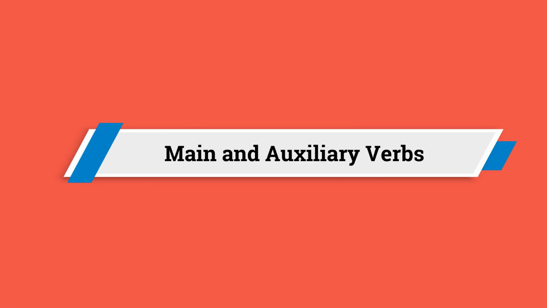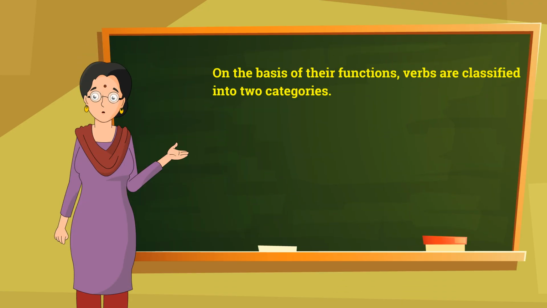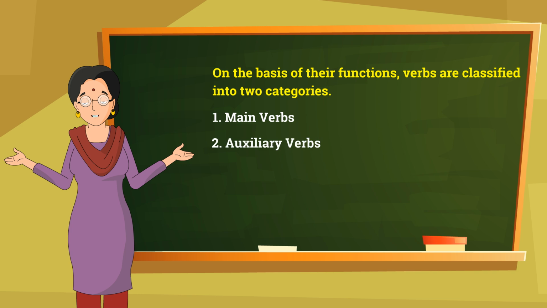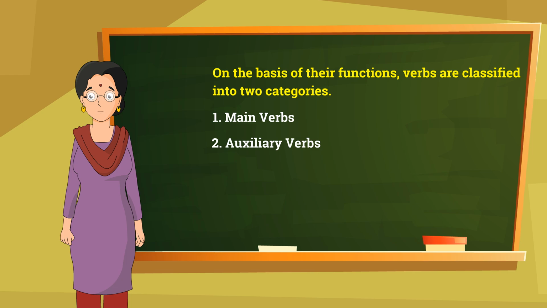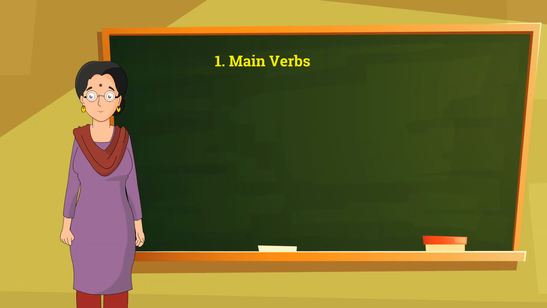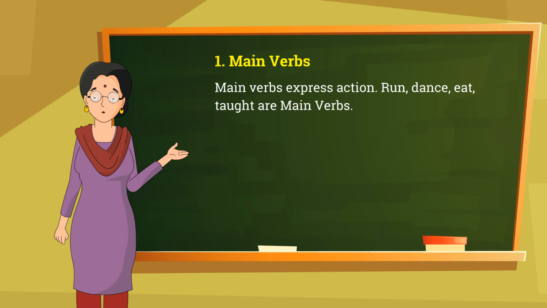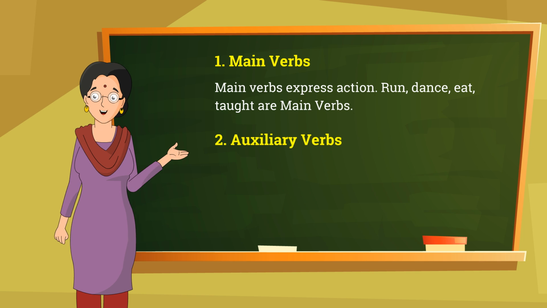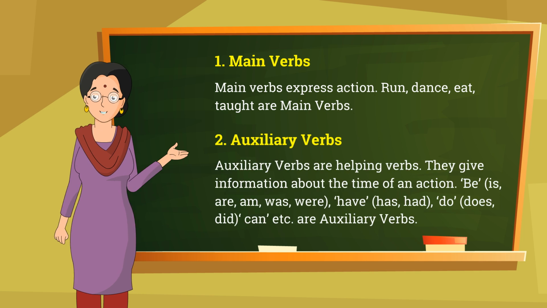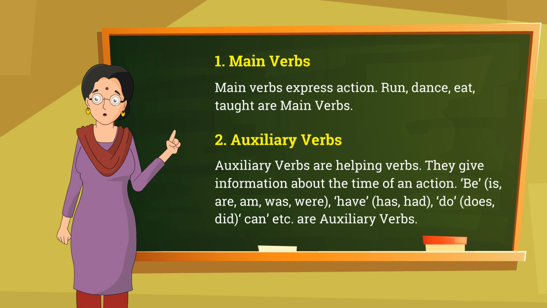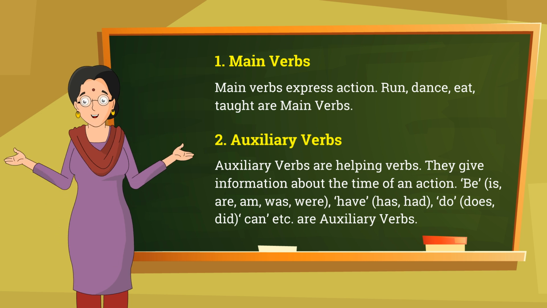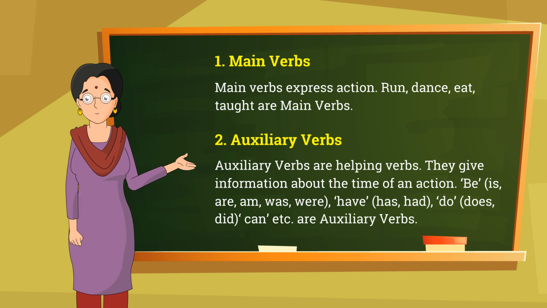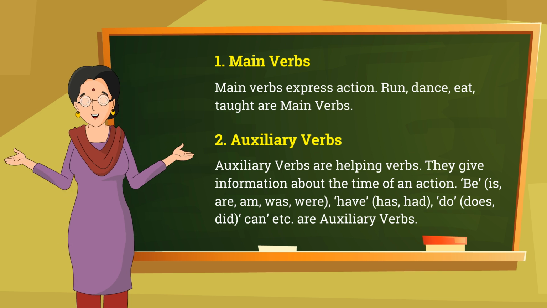Main and auxiliary verbs. On the basis of their functions, verbs are classified into two categories: main verbs, auxiliary verbs. Main verbs. Main verbs express action. Run, dance, eat, taught are main verbs. Auxiliary verbs. Auxiliary verbs are helping verbs. They give information about the time of an action. Be, is, are, am, was, were, have, has, had, do, does, did, can, etc. are auxiliary verbs.